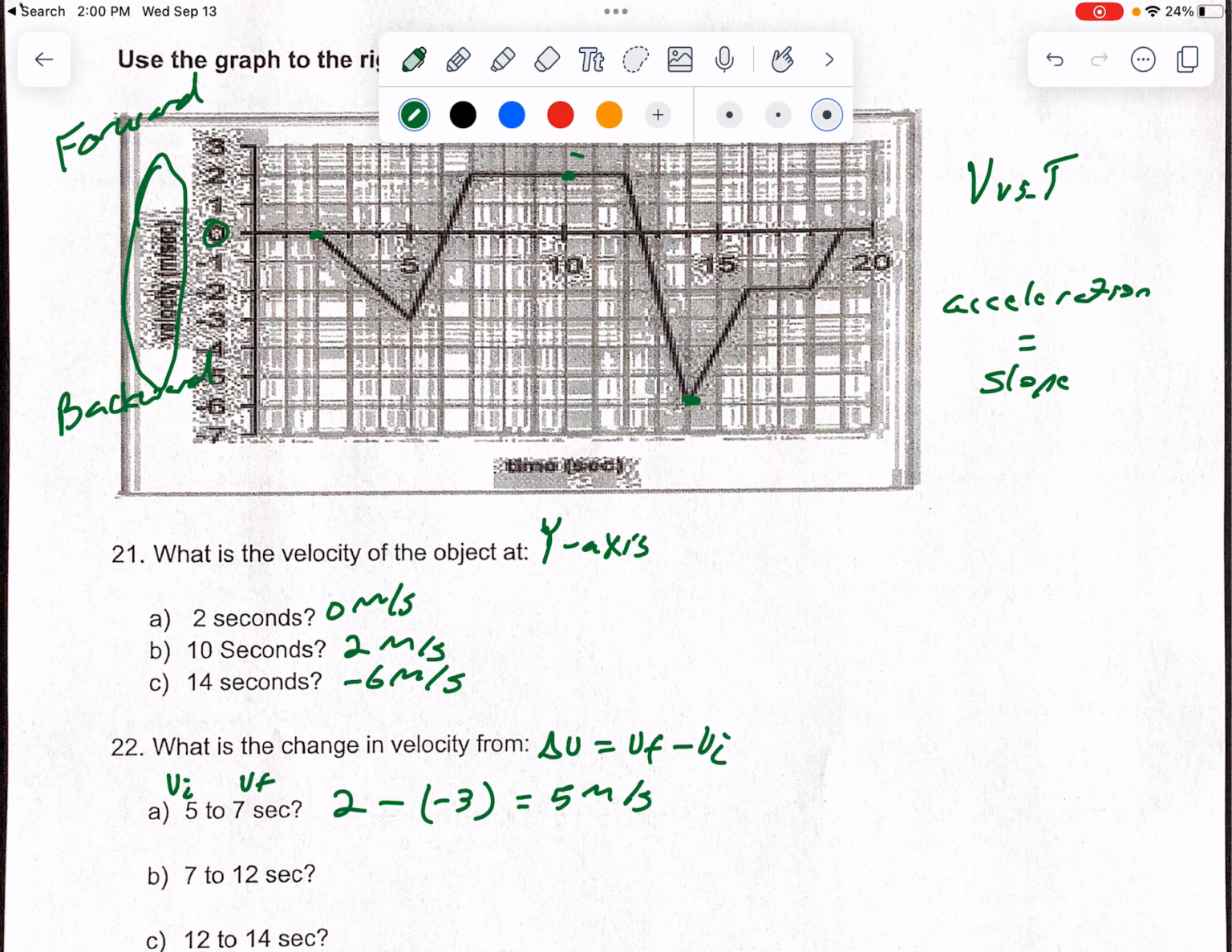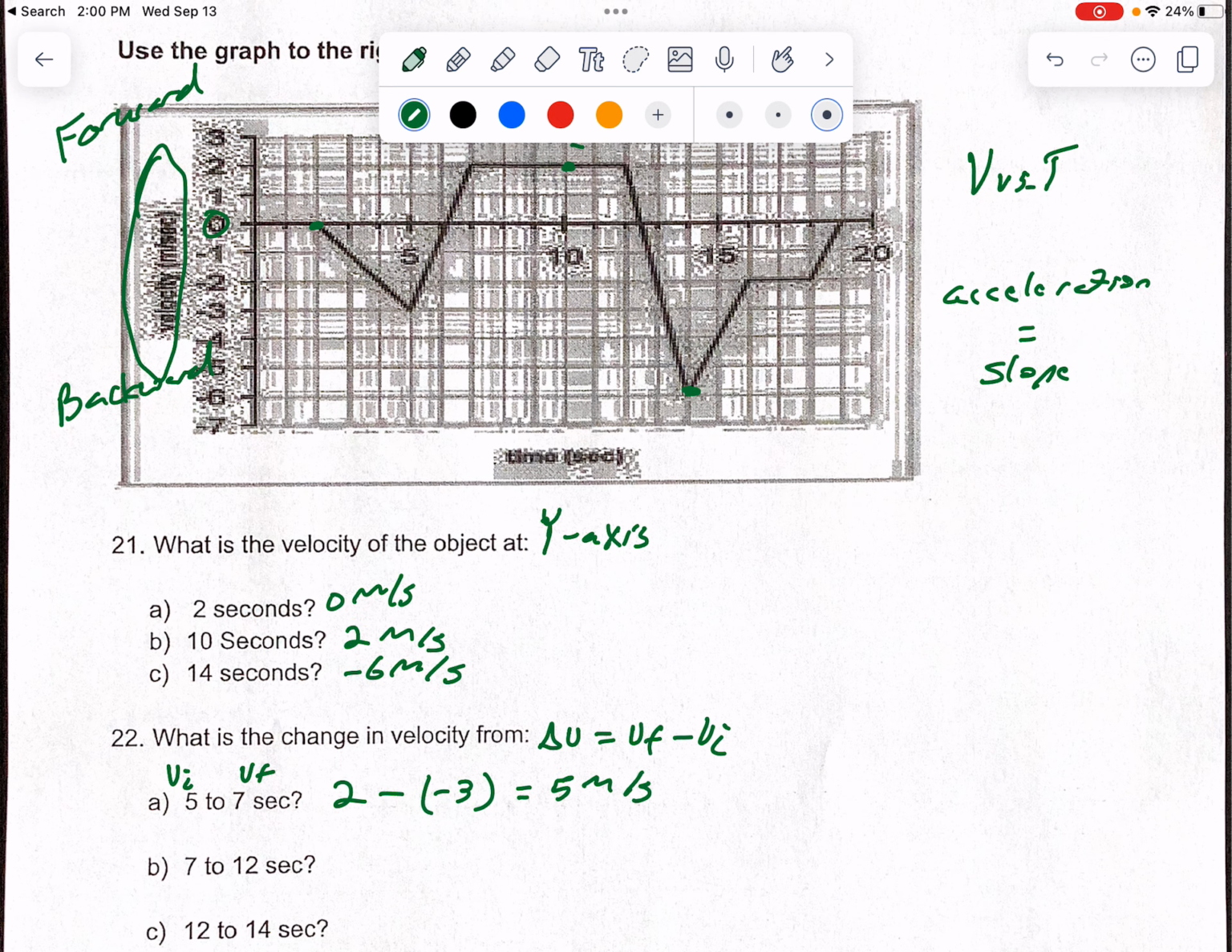7 to 12 seconds, so at 7, that would be your initial. 12 would be your final. So at 12 seconds, where are you? Look to the left, you're at 2 meters per second. Minus, where are you at 7 seconds? You're also at 2 meters per second. That's going to be a change in velocity of 0 meters per second. It should make sense. You didn't change velocity.